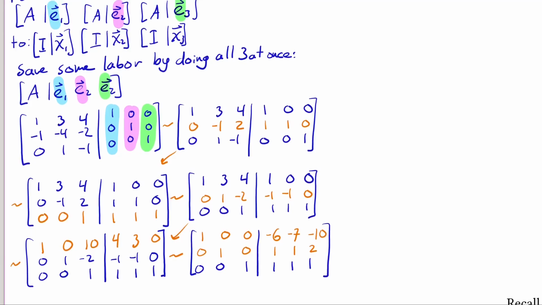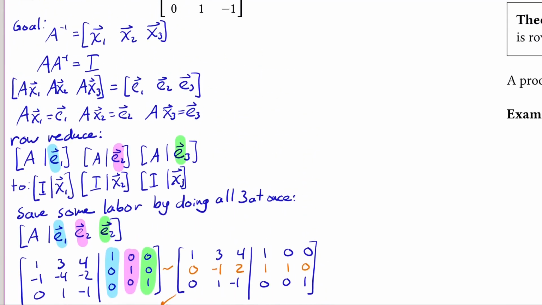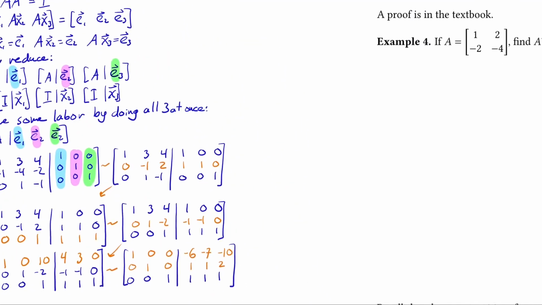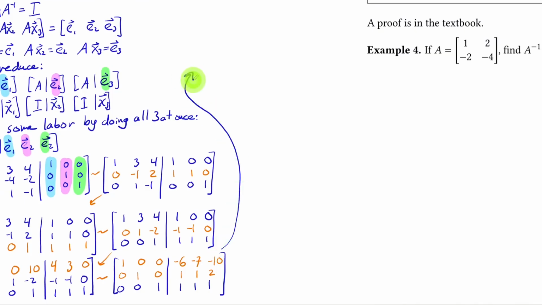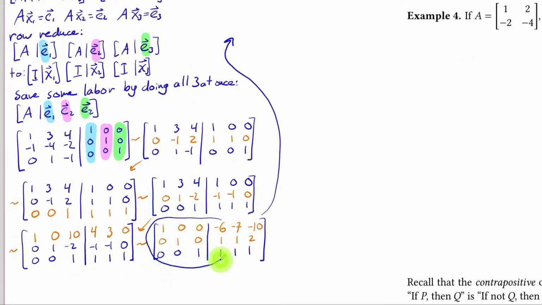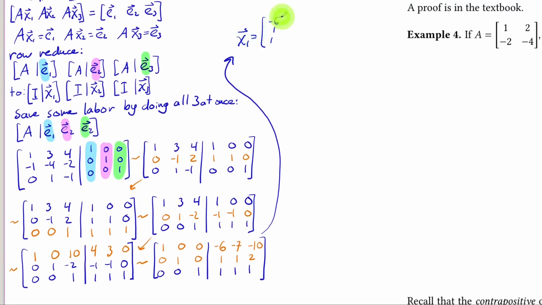That means AX equals E1 has a unique solution, AX equals E2 has a unique solution, and AX equals E3 has a unique solution. So this gives us the x1 vector has the first component equal to -6, the second component equal to 1, and the third one also equal to 1. Same idea with x2 and x3.